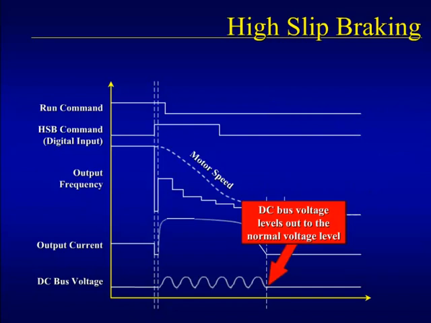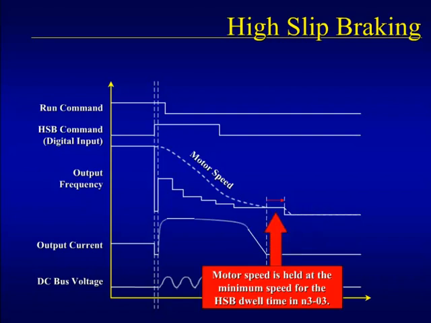Once the minimum frequency is reached, the drive holds the motor at the minimum frequency for the time programmed into parameter N303, which is the high slip braking dwell time. This time is used to bring the application to a steady state to prevent continued motor rotation once the high slip braking has completed its function.